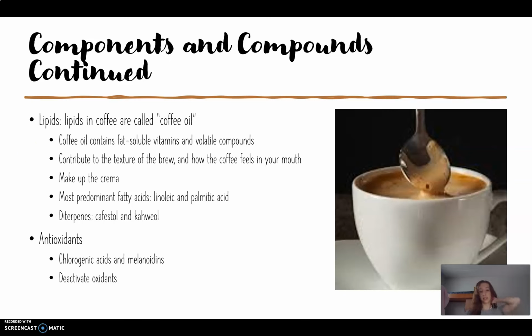So antioxidants, like I said before, the chlorogenic acids and melanoidins, which are the compounds that make up the bitter taste in the coffee and the dark brown color. The antioxidants just work to deactivate the oxidants.